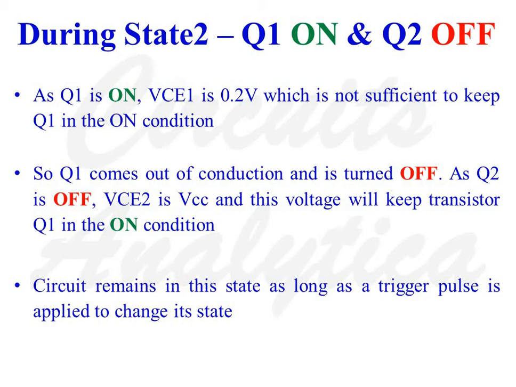As Q1 is on, VCE1 is 0.2 volt, which is not sufficient to keep transistor Q2 in the on condition. So transistor Q2 comes out of conduction and is turned off. As Q2 is off, VCE2 is plus VCC and this voltage will keep transistor Q1 in the on condition. The circuit remains in this state until a trigger pulse is applied to change its state.